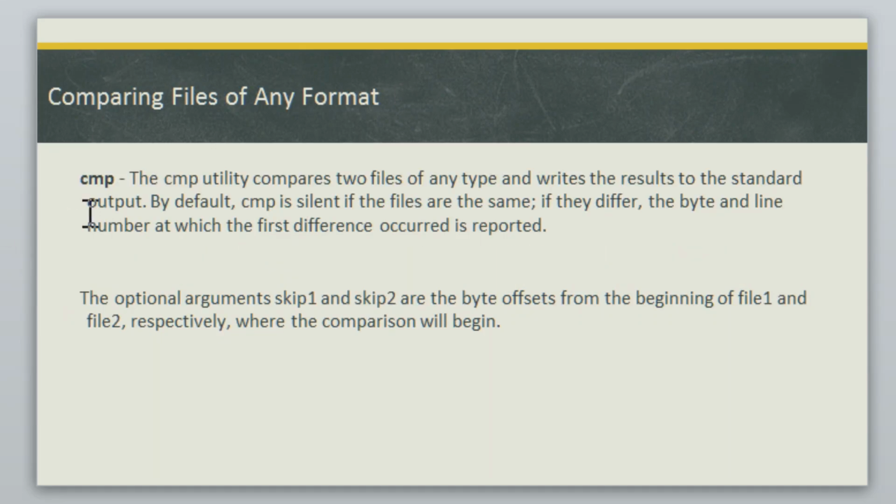We also have another command line utility called cmp, or compare, and the cmp utility compares two files of any type and writes results to the standard output. By default, cmp is silent if the files are the same. If they differ, the byte and line number at which the first difference occurred is reported. The optional arguments, skip1 and skip2, are byte offsets for the beginning of file 1 and file 2 respectively, where the comparison will begin. Now I can show you that real quick.